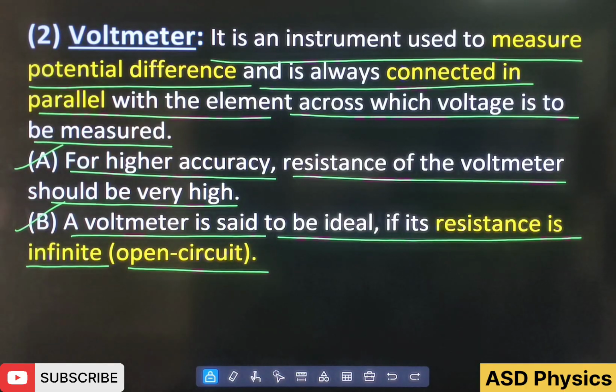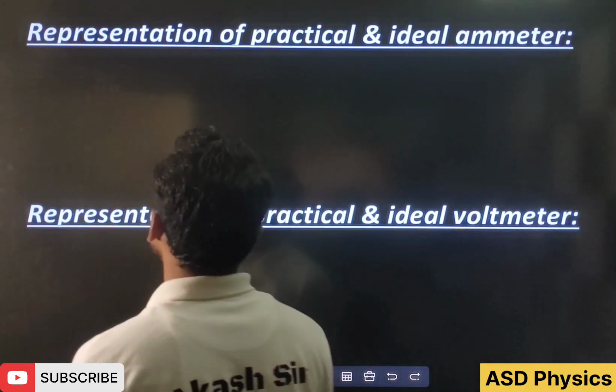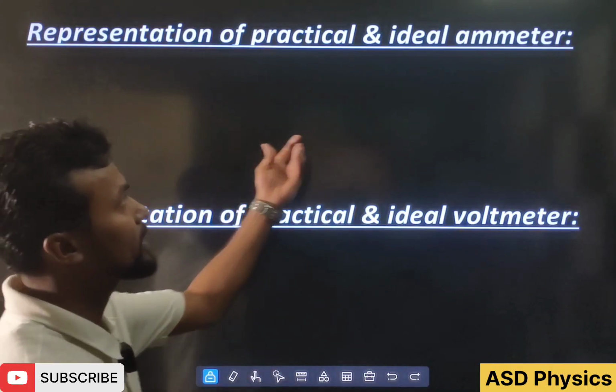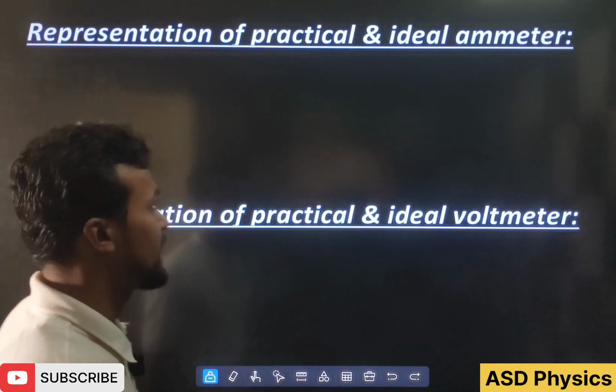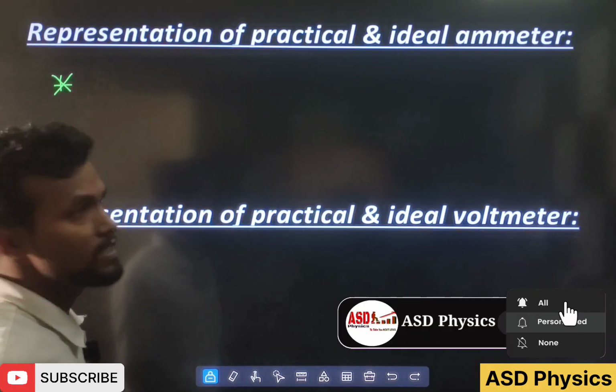Can you see this very well? It is a very basic thing. You also know a lot of things. Next, the representation of a practical and an ideal ammeter. As I have told you, a practical ammeter means the resistance will be very small.